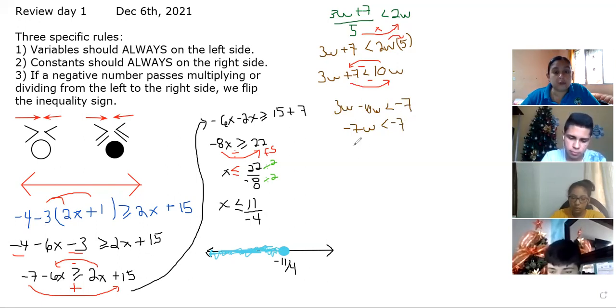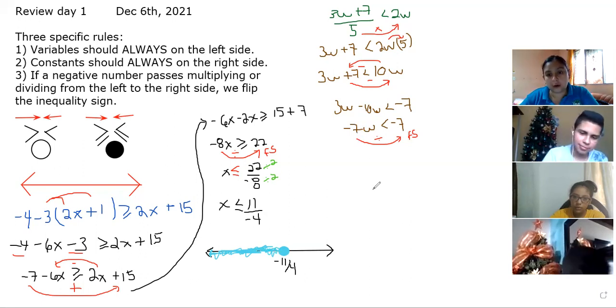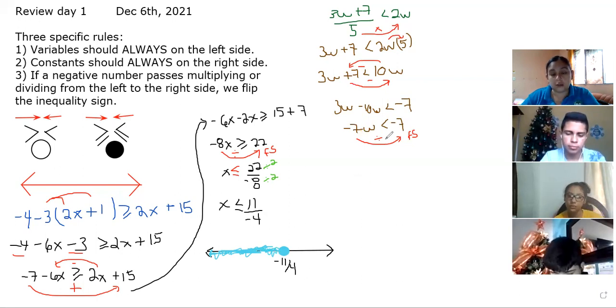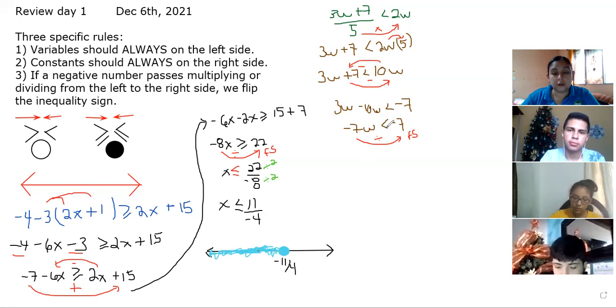Now we need to leave the variable completely alone. Therefore, this negative 7 goes to the other side. Dividing, and we flip the sign. How do we know? Because there's no sign in between the variable and the number. So it is a multiplication, therefore it goes dividing. So it will no longer be less than, it will now be greater than. So we're going to have w is greater than negative 7 divided by negative 7.